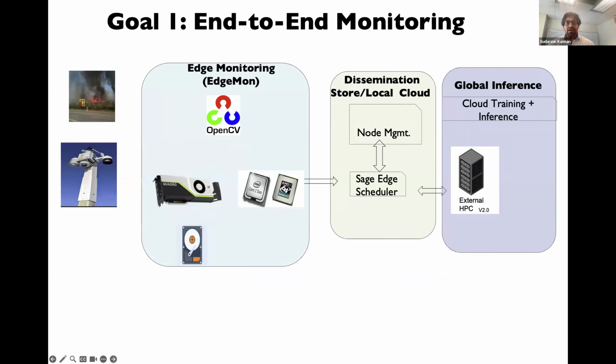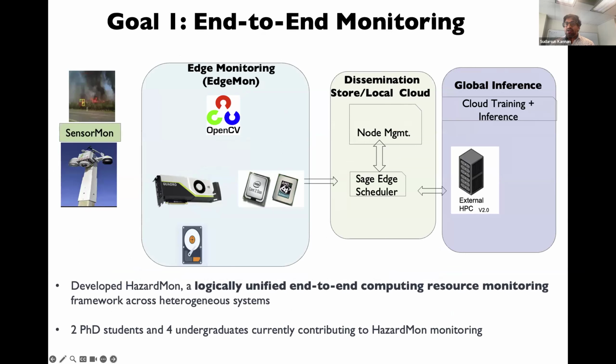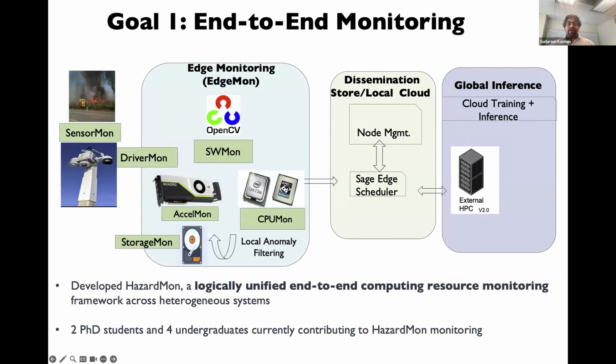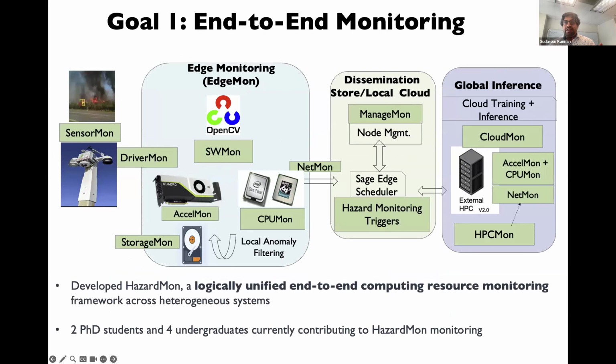The basic idea is to build a monitoring capability across all of these spectrums, where we have monitoring capability for sensors, for some of the drivers, for GPUs, for CPUs, and so on. And we are trying to tie in with some of the monitoring capabilities that are present for the cloud and so on.